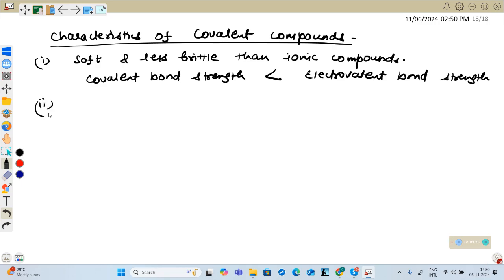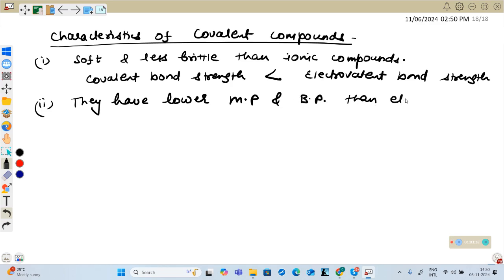Second point is they have lower melting point and boiling point than electrovalent compounds. Again, the reason is the same. Covalent bond strength is lesser than the electrovalent bond strength.